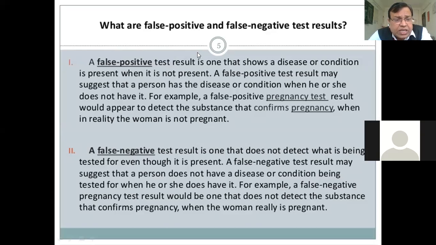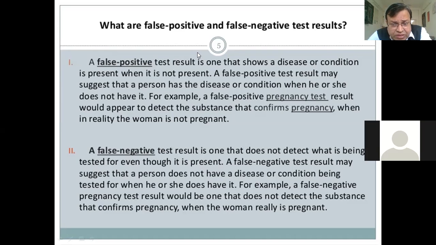Similarly, a false negative test result is one that does not detect what is being tested, even though it is present in the body or the patient is suffering from the same. In that condition we also get a negative result, although that patient is suffering from that particular microorganism or bacteria. So a false negative test result may suggest that the person does not have the disease or the condition being tested for, when he or she does have it.